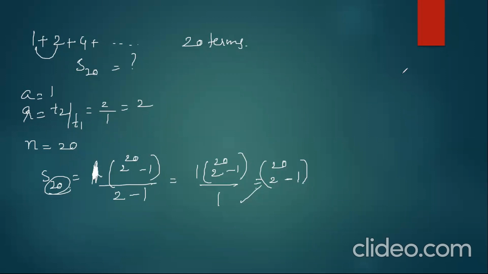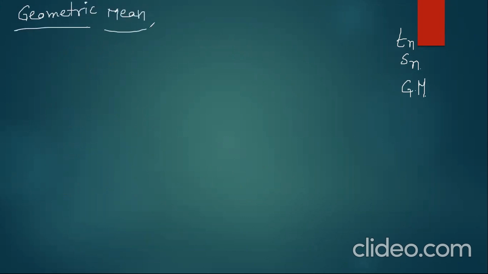Let us go with, now we got En and Sn. Then now we go for GM, that is geometric mean. What is geometric mean? Mean, middle, right? So you take A comma B comma C. These are the three terms I am taking.